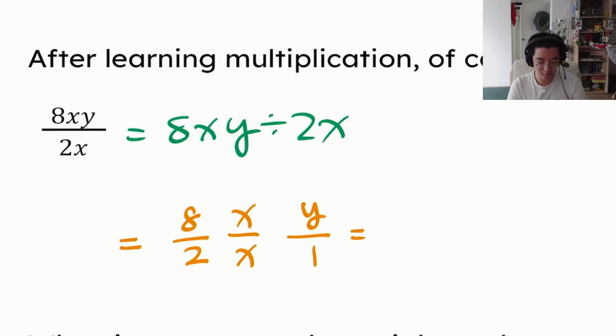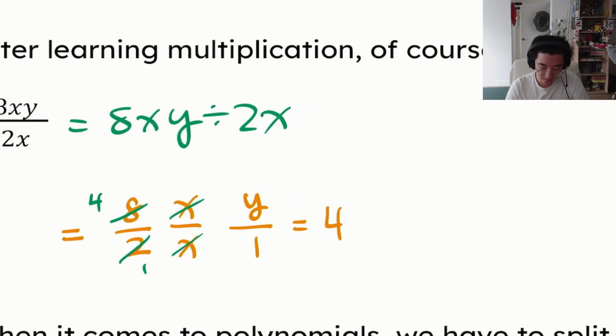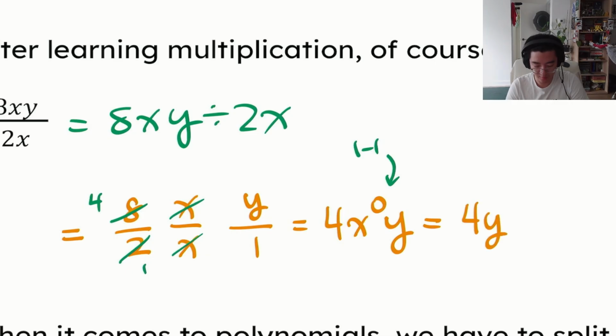8 over 2, both of those can be divided by 2 to get 4 over 1, same thing as just 8 divided by 2. We get 4. X divided by x, they cancel out. Or you can think of it as x to the power of 0, because with our exponent laws, whenever you divide, we subtract the exponents, so 1 minus 1. And then y over 1 is just y, of course. So our end result is just 4y.